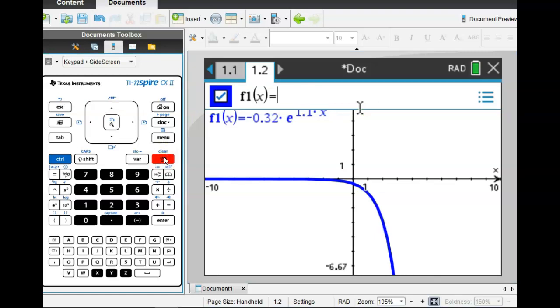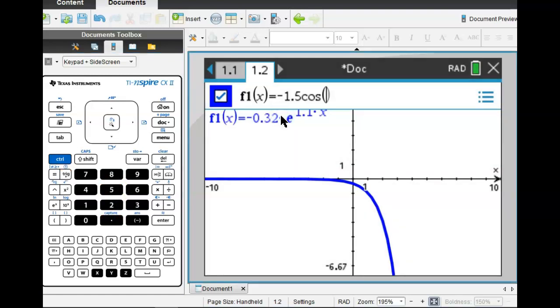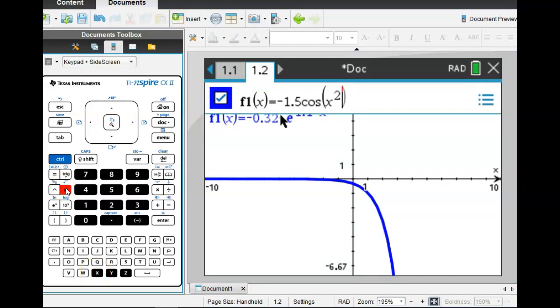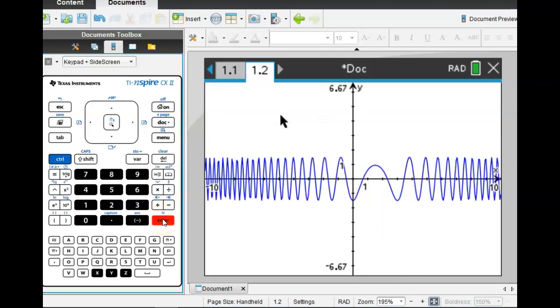Okay. And I'm going to put negative 1.5 cosine. I want trig. I want the cosine of, remember you have to use x, squared minus 3x. You heard what I said. Oh, and that's what it looks like. Okay. It's an interesting trig graph, right?